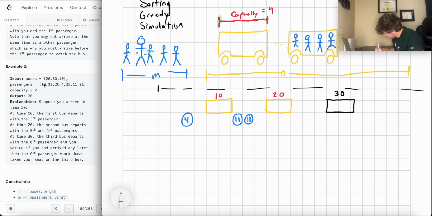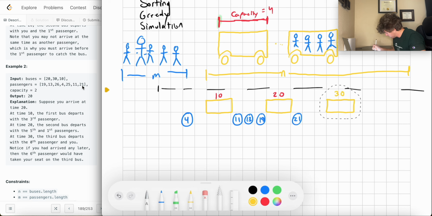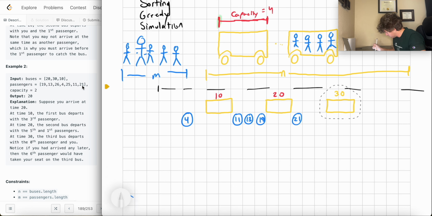4, 11, 13, 19, 21. Again, this is not to scale. I'm just trying to put people before the bus that they arrive at. Why did this turn black? Isn't that crazy? Is it bugging? Nothing a little drawing can't fix. All right, so we got 4, 11, 13, 19, 21, 25, and 26.